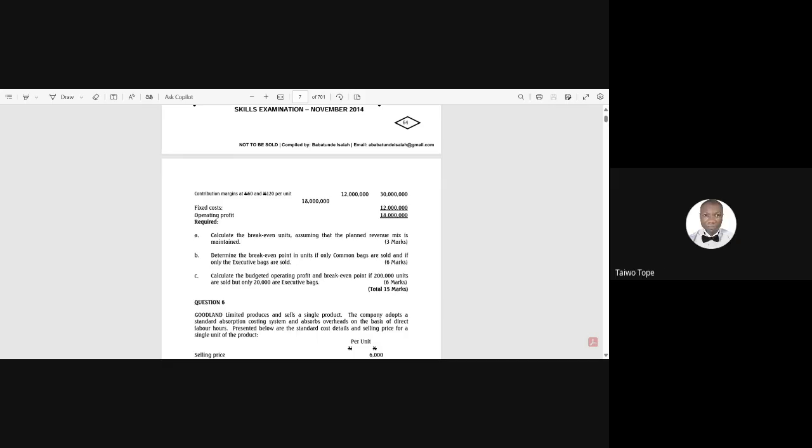A very simple working, very fast, sharp. If only now, we are not seeing executive bag and common bag as being jointly produced, but individually, separately. Common bag does not know executive bag. Executive bag does not know common bag. So we are assuming first, you solve for common bag. So what will be the result?